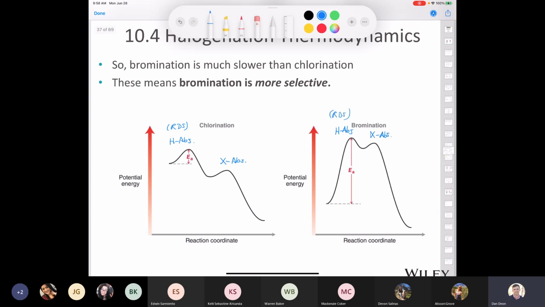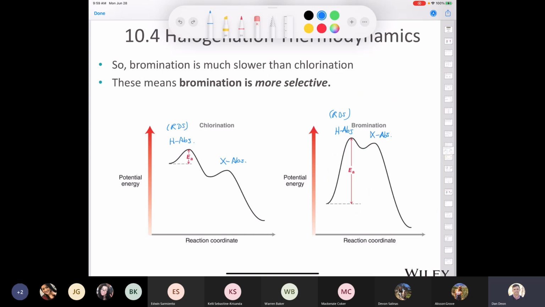Well, if the activation energy for chlorination is much lower for my rate determining step, that means that this is going to be much faster, isn't it? If the first step, which is the rate determining step, has a lower activation energy, we know that activation energy is directly related to the speed of the reaction. The lower the activation energy, the faster the reaction. So bromination is much slower because it has a much higher activation energy for the rate determining step.